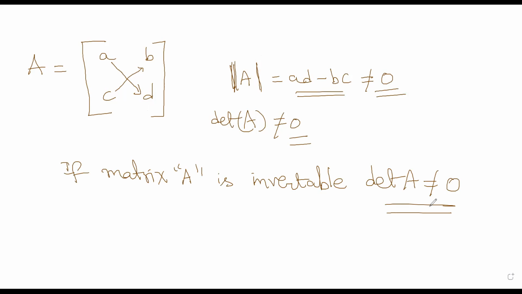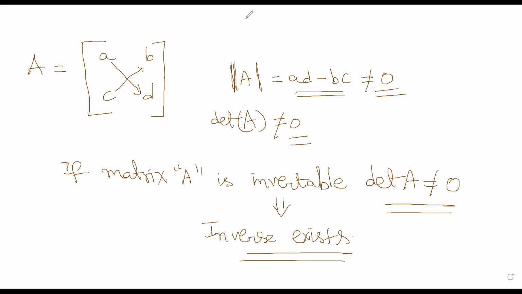If the matrix A has to be invertible, then det A should not be equal to 0. This is the first and foremost condition. What is det A here? AD minus BC. If the matrix A is invertible, that means its inverse exists. So if the matrix is invertible, then det A should not be 0.